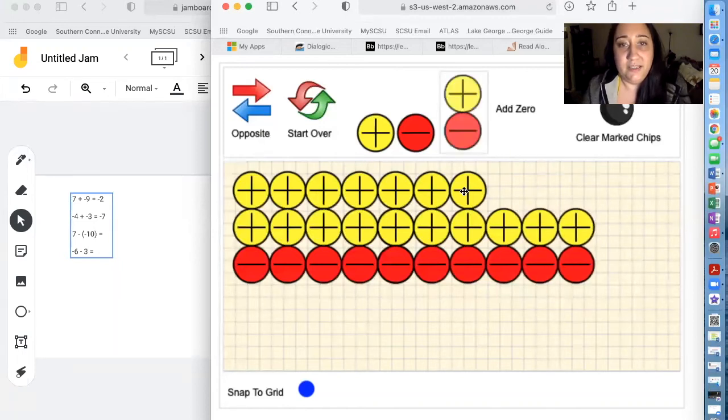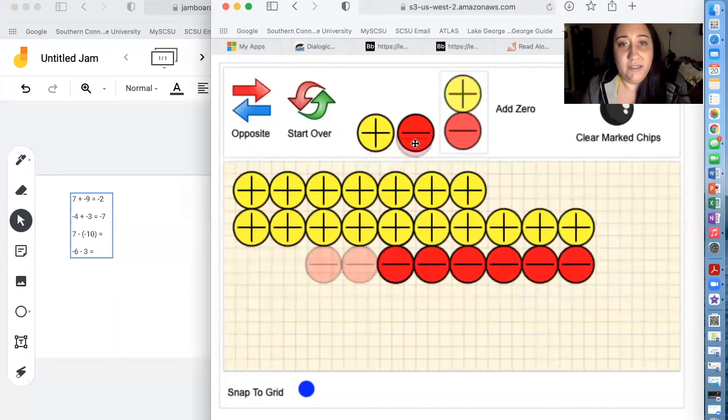So remember, this row is our 7 positives. These 10 0 pairs are adding 0 to the number. So we're still at 7, but I need the -10 to subtract from the 7. So now I'm going to take all of these. Our 10 negatives, I'm going to subtract them.